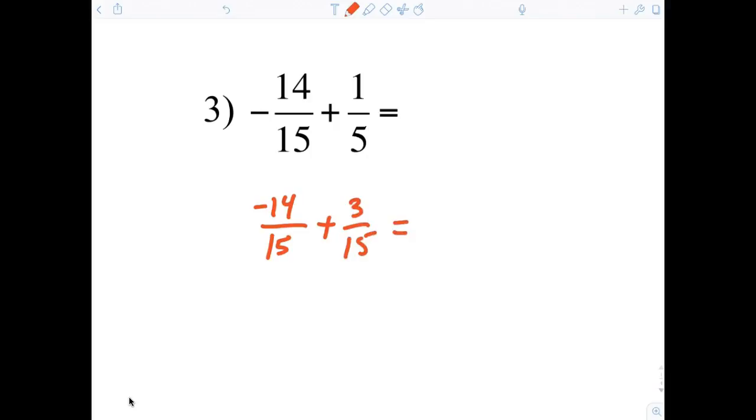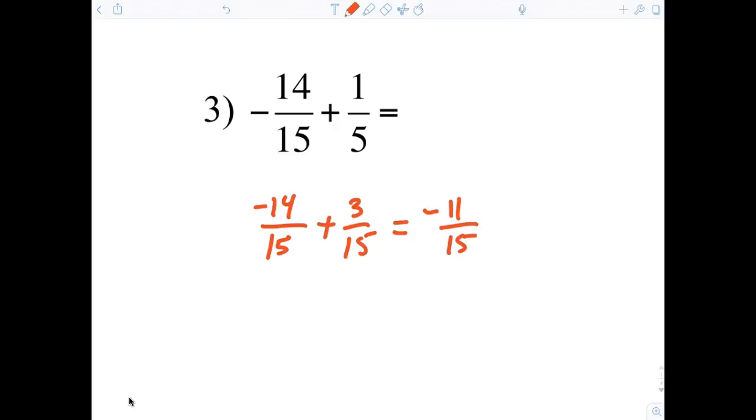Now you have to be careful because it says add, but the first fraction is what? Negative. So do we really add them? No, we're going to subtract. So if you have negative 14 plus 3, your final answer is? Now is it 11 over 15 or negative 11? Yes, negative 11 over 15. Negative 11 over 15. Any questions or concerns?